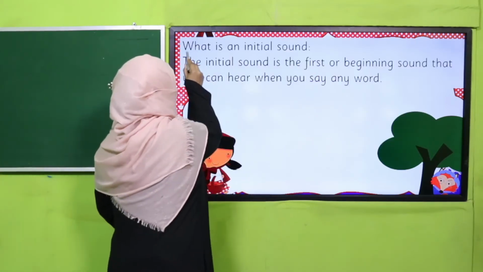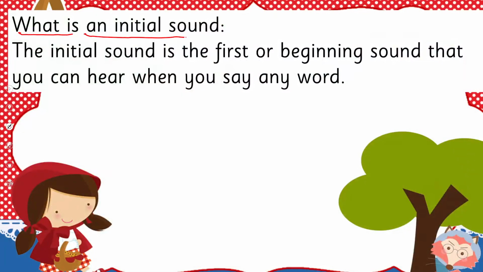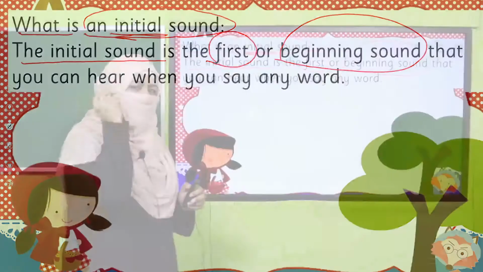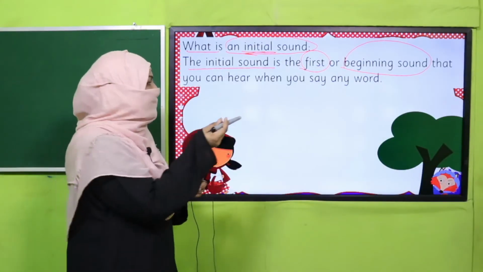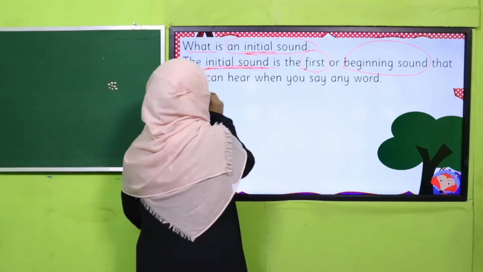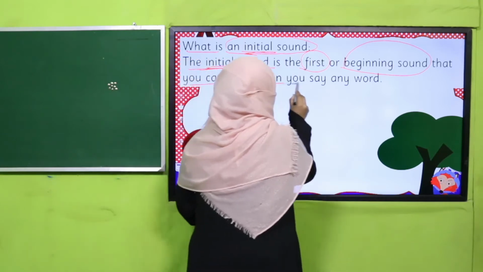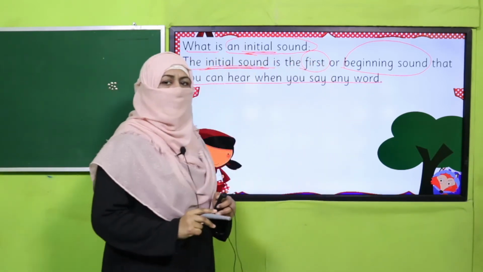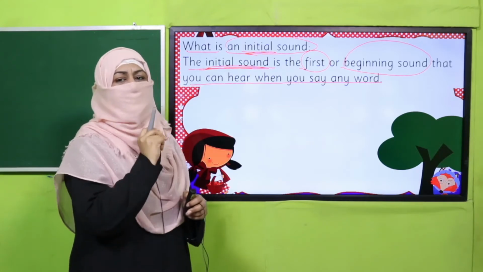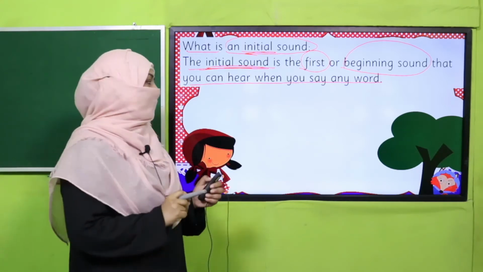And what we are going to learn today? What is an initial sound? And what does initial sound mean? The initial sound is the first or beginning sound. Means whenever you say a word, the first sound which you hear or you utter is the initial sound. The first sound which you say is initial sound that you can hear when you say a word. Okay? So when you say a word, the first sound is initial sound.